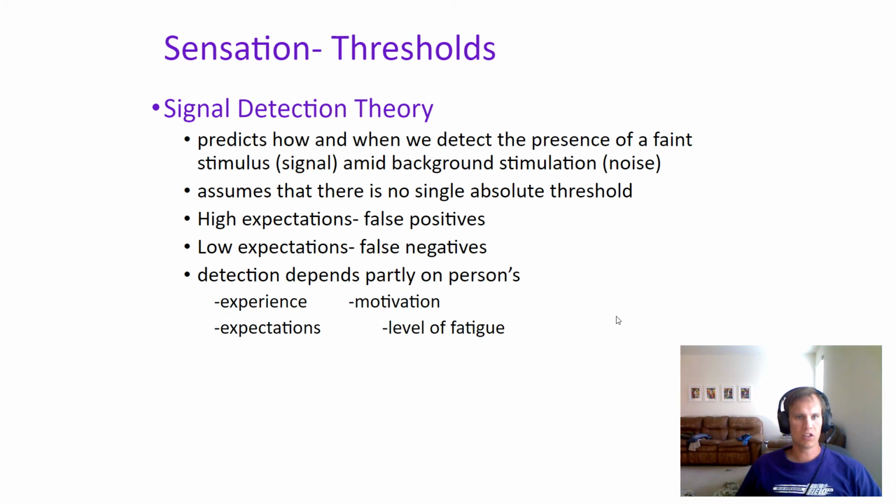So the signal detection theory picks up that as we have a background constant stimulus, it detects how we'll be able to detect the presence of another stimulus that's faint. All right. So a lot of things can change the signal detection theory: your motivation level, fatigue, expectations, and stuff.